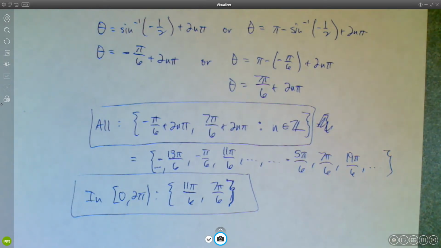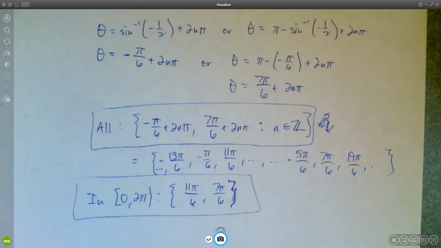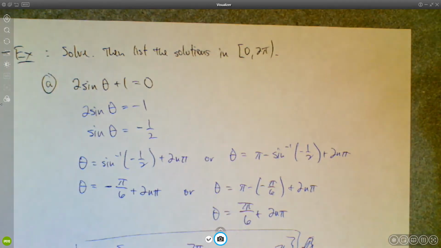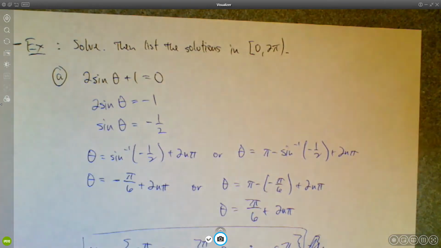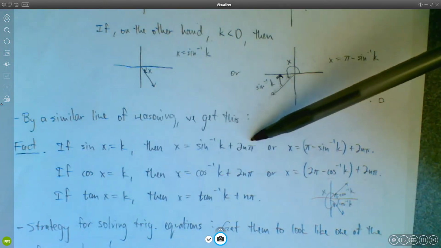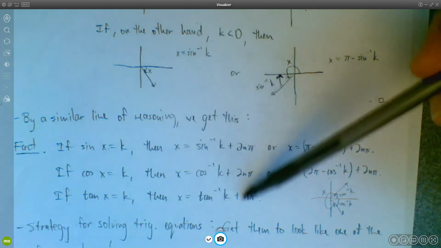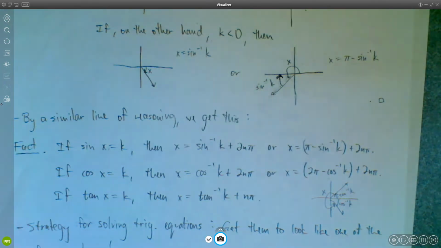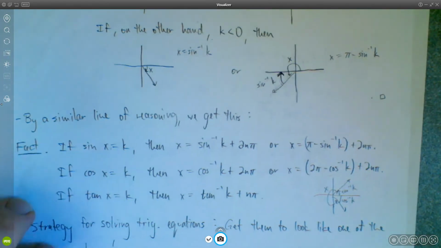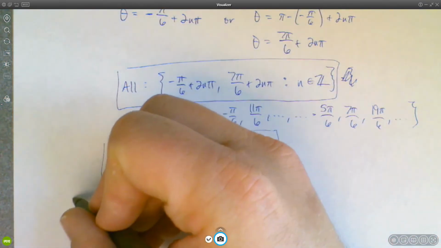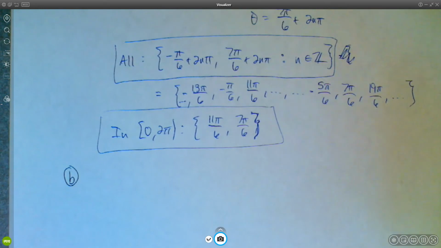The other thing I want to say before I give you another example is that the same thing goes if you're working in degrees. If the directions had said to solve and list all the solutions between 0 degrees and 360 degrees, you would go about doing the same thing. In these rules we've written out, instead of 2n pi you would say 360 degrees, and here you would say 180 degrees. So the same thing applies with degrees rather than radians, but I'm going to stick to radians for the examples here. I trust that you can do this with degrees as well.